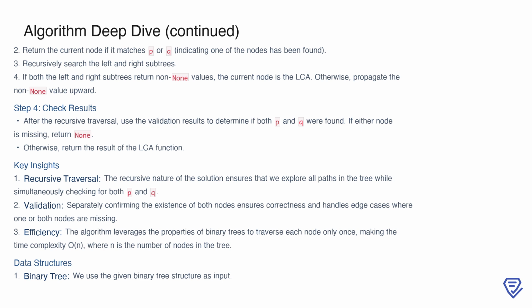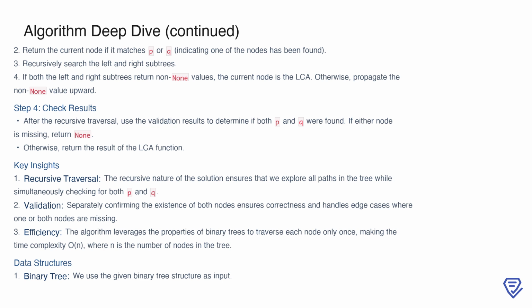Otherwise, the function propagates the non-None result upward, which essentially means it continues searching in the direction where one of the nodes exists. After the recursive traversal, we use the results from our validation step to ensure both P and Q were actually found in the tree. If either node is missing, we return None.